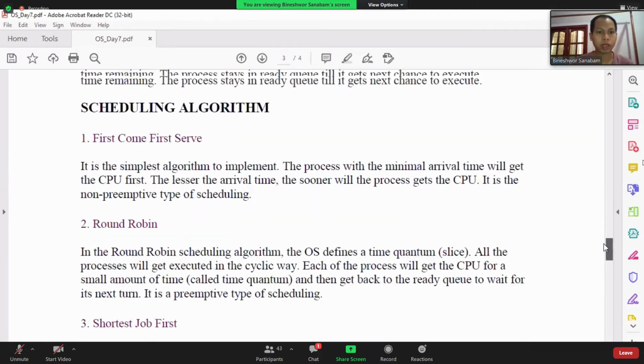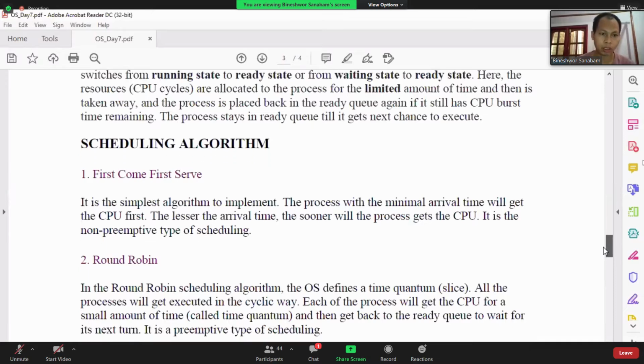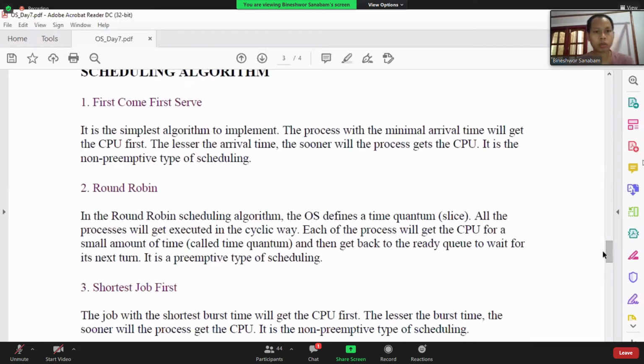Then we discussed different types of algorithms, that is first come first serve, round robin. Today we are going to see first come first serve and shortest job first. Once we are done with today, next week we are going to start the lab class, because your first program will be based on all these scheduling algorithms. So the first algorithm is first come first serve. We'll come to that.